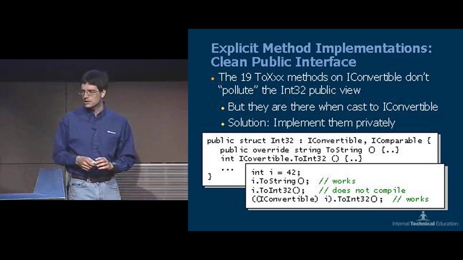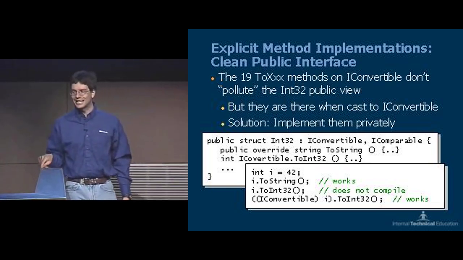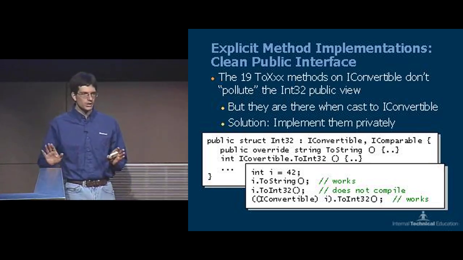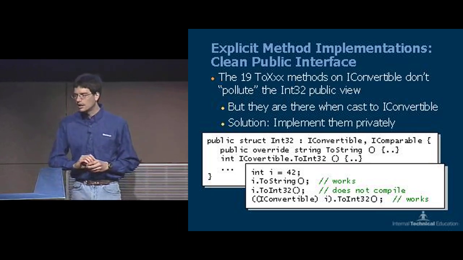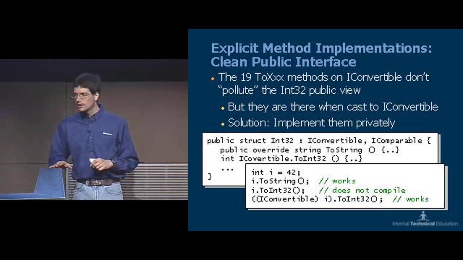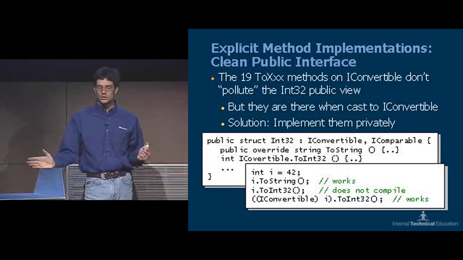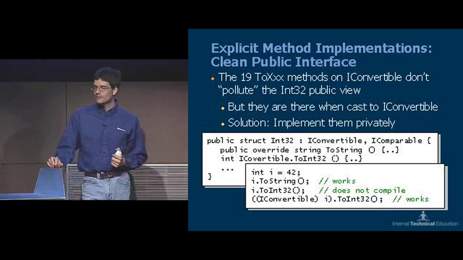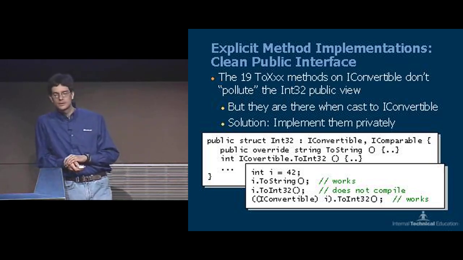So you see how it's explicitly implemented? It's implemented with IConvertible.ToString. And the no public keyword means that thing is internal or private. So it's not available on just an instance of I. So I.ToInt32 wouldn't compile. But if I cast I to an IConvertible, I can call ToInt32.